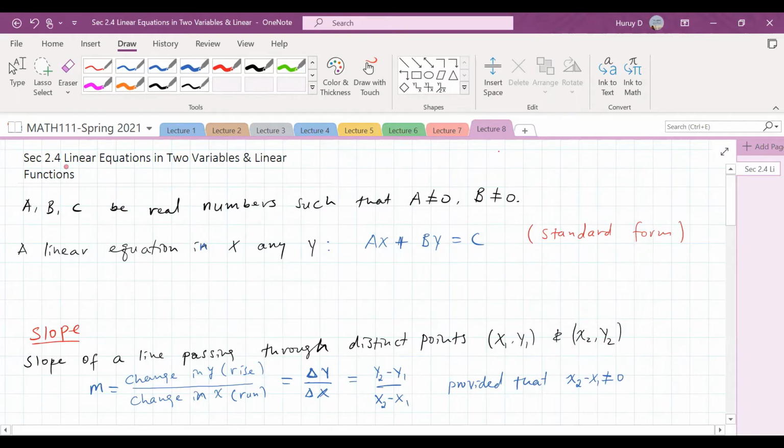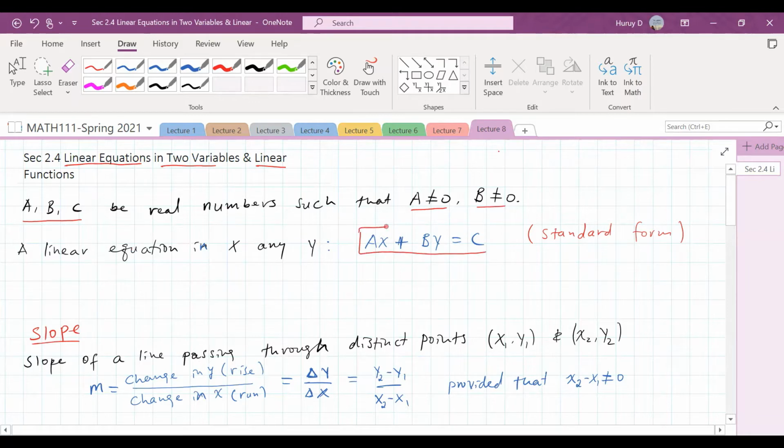And today we will see linear equations, what linear equations in two variables are, and then linear functions. Basically, it's only the notation, otherwise they are more or less the same. So given A, B, C, let's say these real numbers. Since they are arbitrary, we use these letters. And we want A different from 0 and B different from 0. And then the linear equation in two variables, x and y, is given by this form.